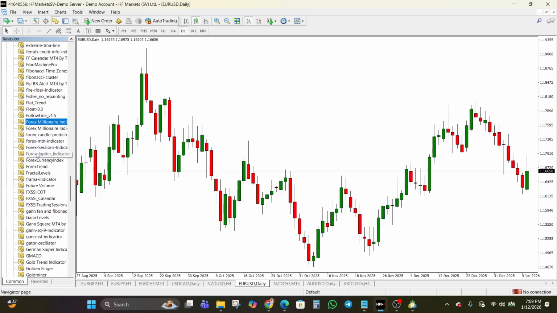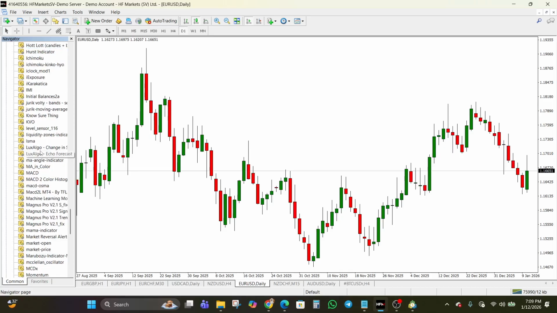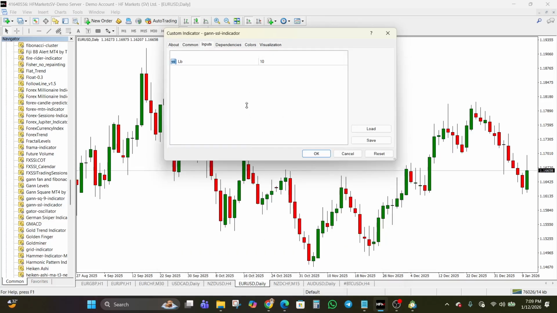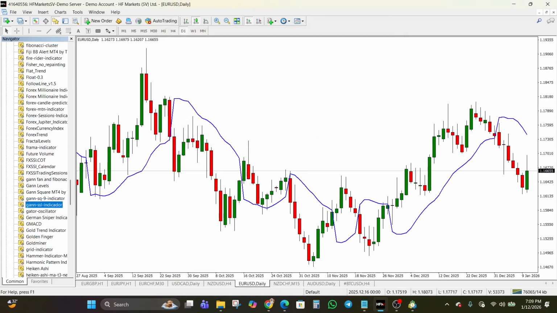Okay, so let's just look for the Gann SSL. All right, we're just going to drag and drop. Ensure that the allow DLL imports box is checked. And then as for the input settings, you can see the LB is set at 10 for the default value.